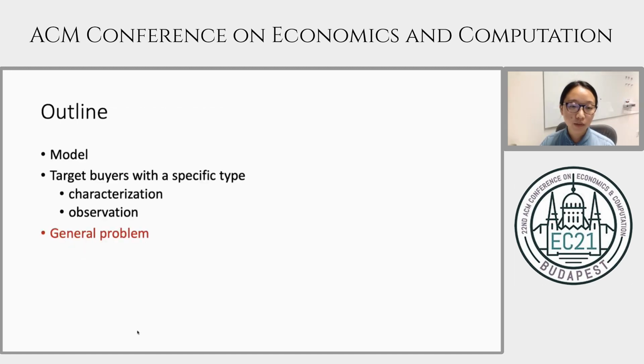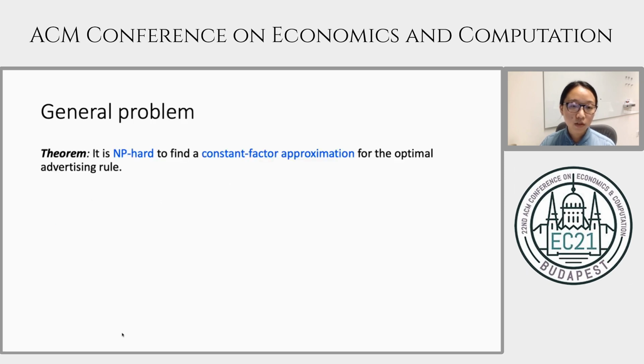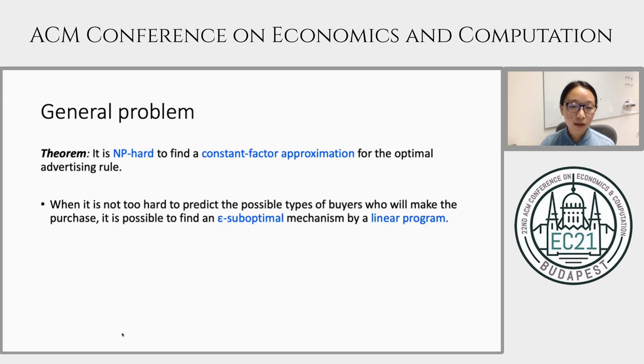Finally, we'll briefly mention our result for the general problem. For the general problem, where the buyer type is drawn from a distribution and the seller knows that distribution, it is NP hard to find a constant factor approximation for the optimal advertising rule. But when it is not too hard to predict the possible types of the buyers who will make the purchase, it is possible to find an epsilon suboptimal mechanism using a linear program.